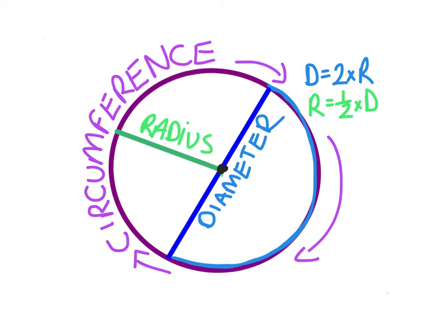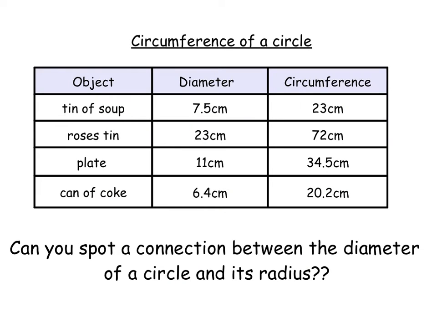So if I was in class, this is what we would be doing as a little experiment. I would pass down lots of circular objects and lots of paper measuring tapes and get you to measure the diameter of the shape and the circumference of the shape. And then I would ask you to look for some kind of connection just from your answers on the table. And some people might spot, well, the circumference is roughly 3 times your diameter.